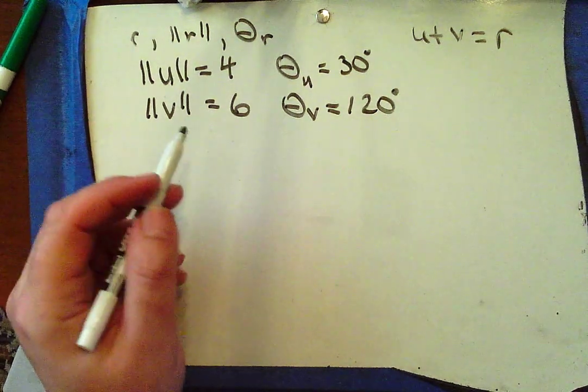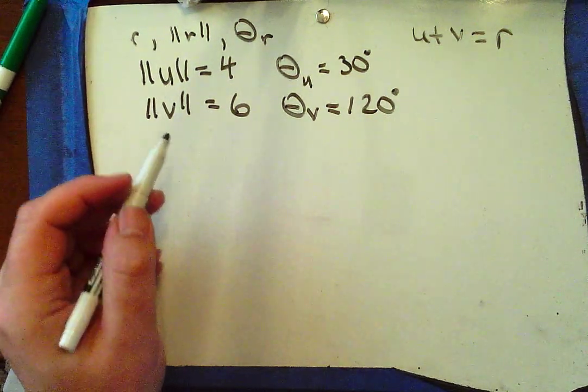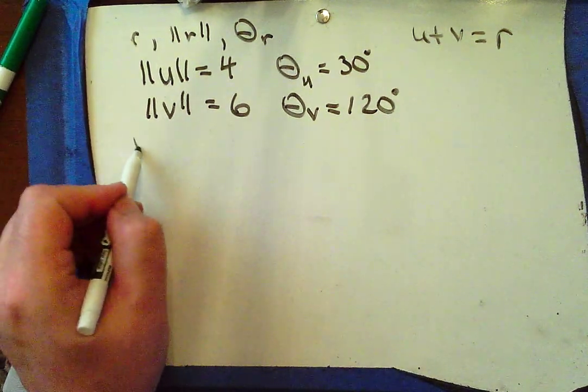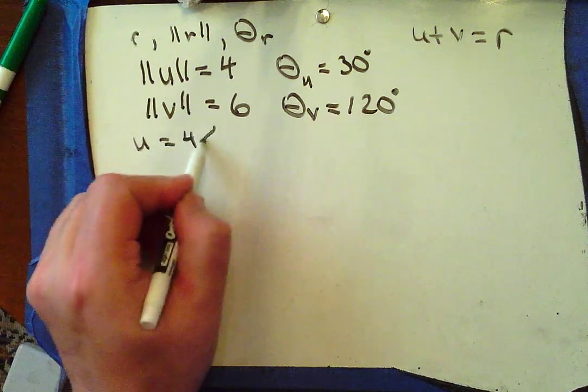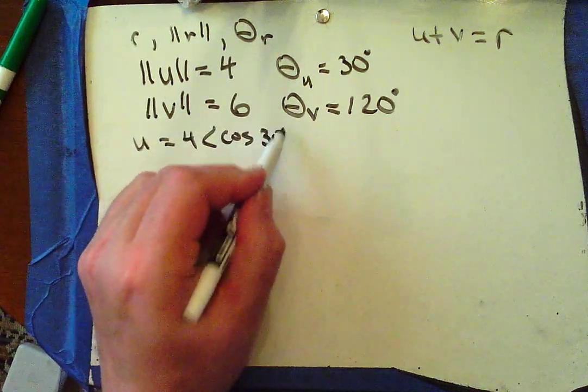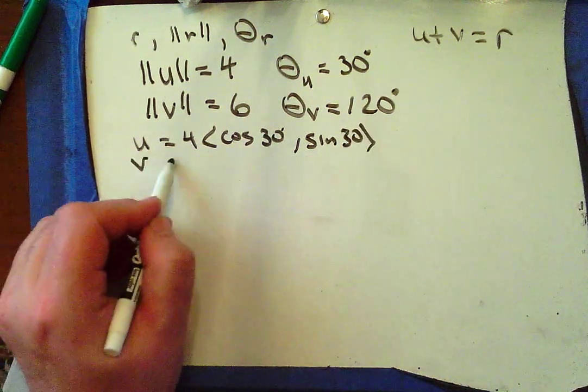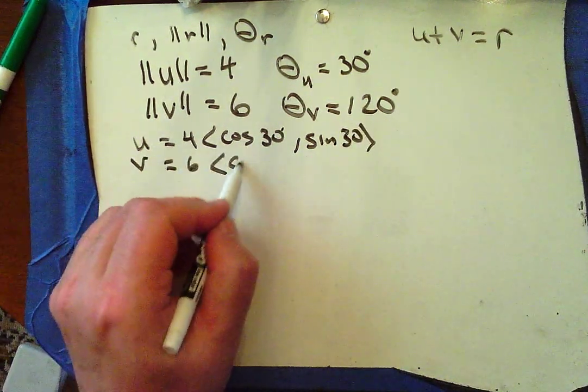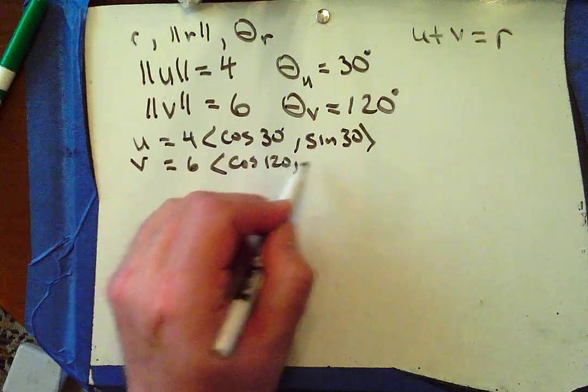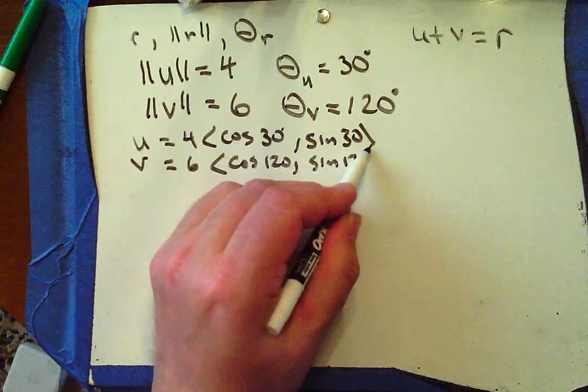Okay, welcome back. I've got u equals 4 cosine 30, sine 30, and v equals 6 cosine 120, sine 120.